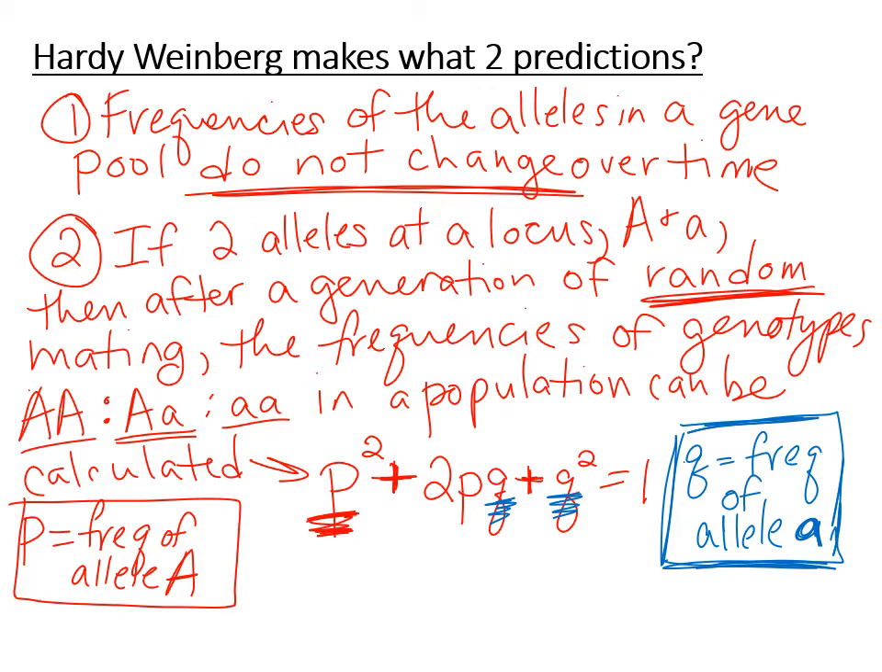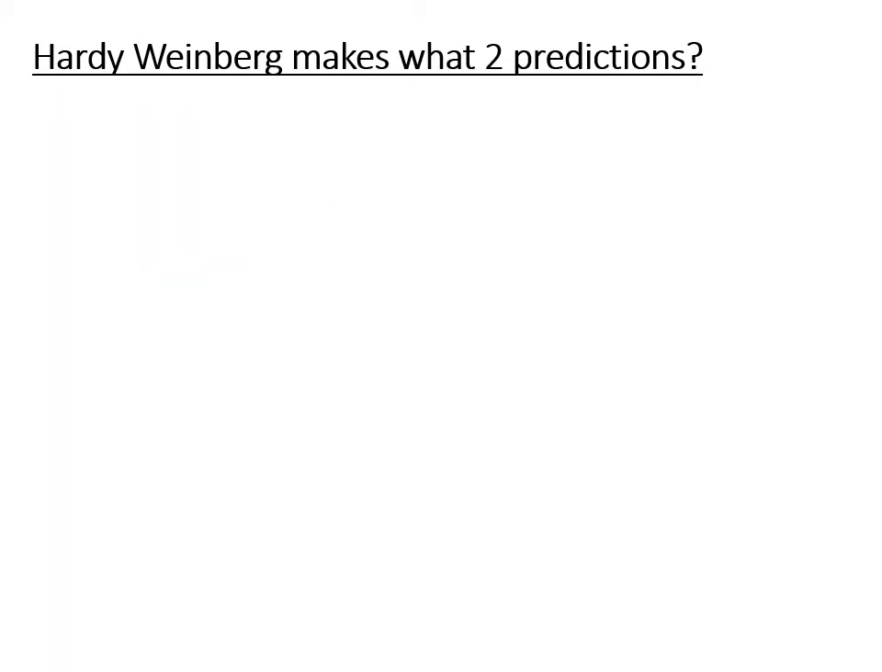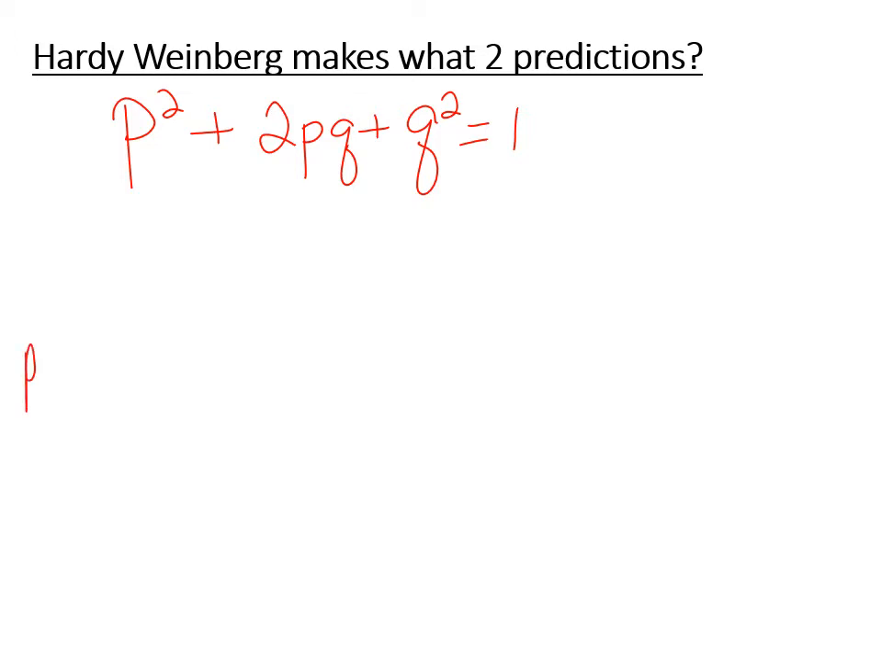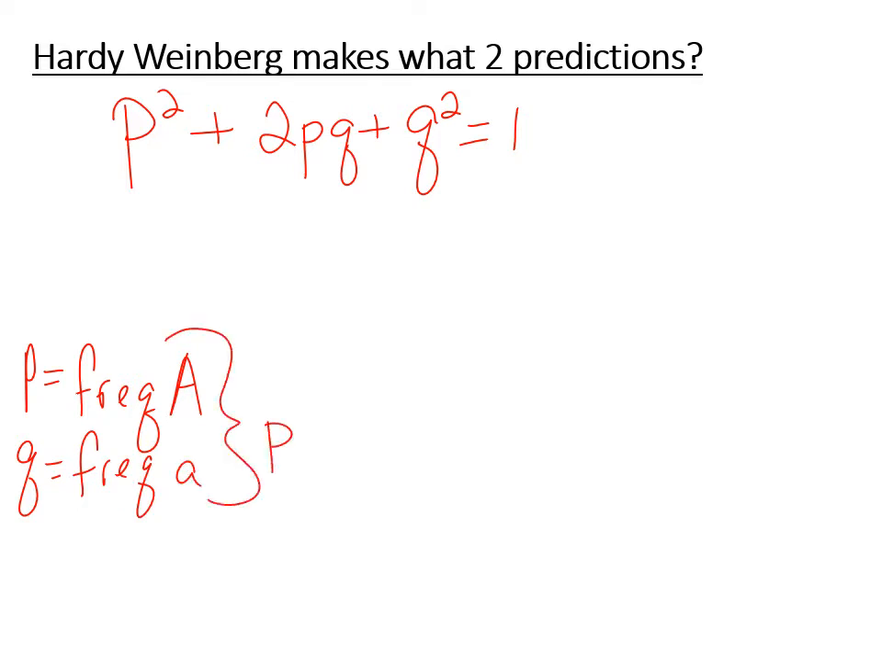Now, let me just erase the screen so that you can really focus in on this concept. If you have this equation, p squared plus 2pq plus q squared equals 1, and we just said that p equals the frequency of allele A, and q equals the frequency of the recessive allele, well, then p plus q must equal 1.